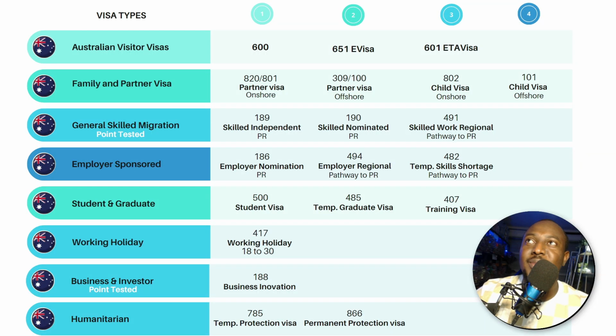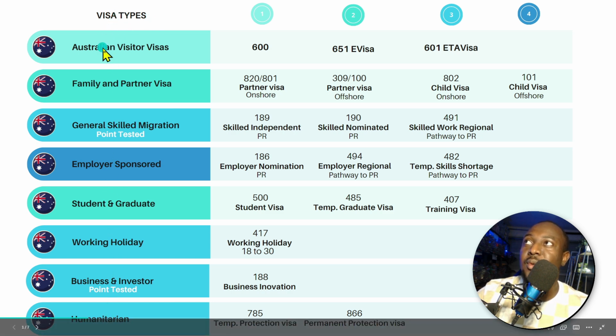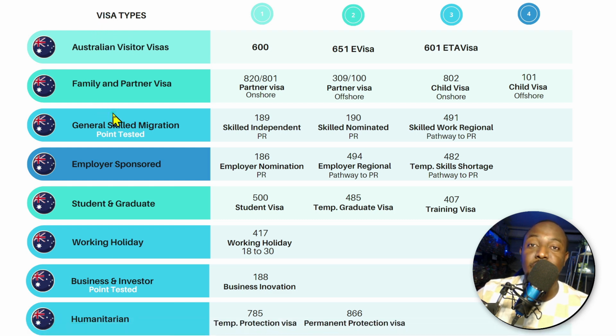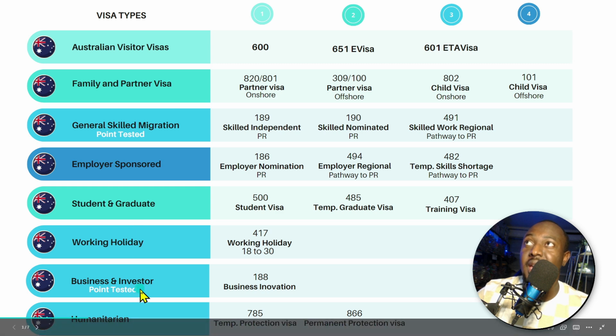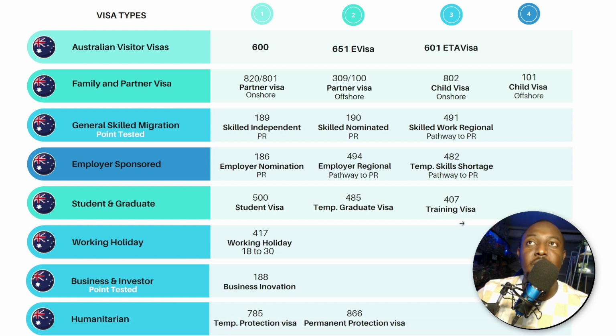Hello guys, so welcome to this side. Okay, so I've got a table here, a really simple table. So I've got the visa types here, or visa subclasses, okay? When you look on the left side of the table, I've got all the descriptions of the visas you can use to migrate to Australia, okay? And when we come to the right side, I've got all the visa subclasses you can use to migrate to Australia.